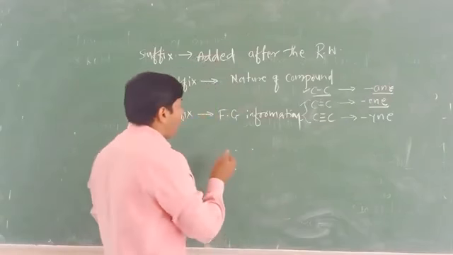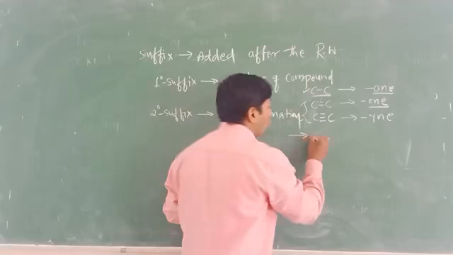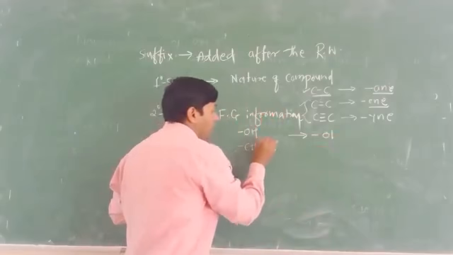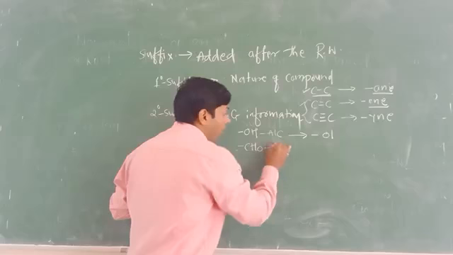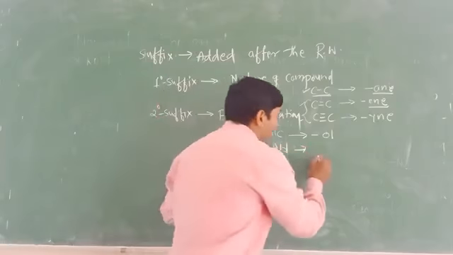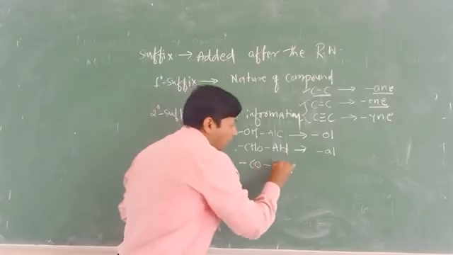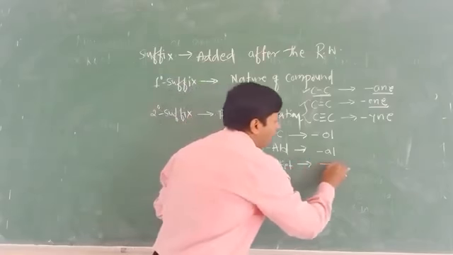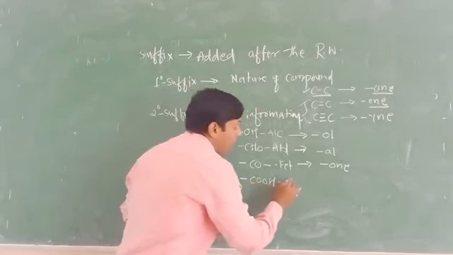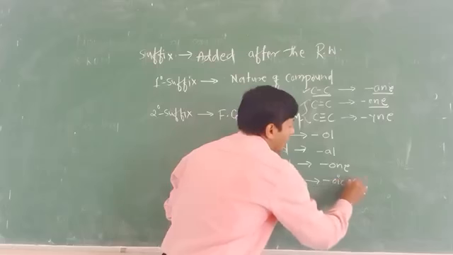For example, if the compound has only OH as a functional group, the name always ends with -ol. Suppose the compound has the CHO group: OH is the alcoholic functional group, and CHO is the aldehyde functional group. If the compound has CHO as a functional group, that is aldehyde, the name always ends with -al. If the compound has a ketonic group, ketone, then the name always ends with -one. If the compound has COOH, that is carboxylic acid, then the name always ends with -oic acid.